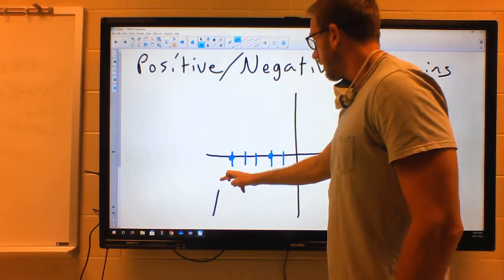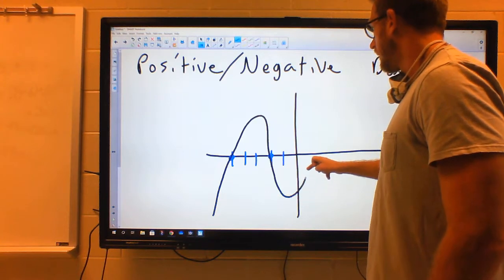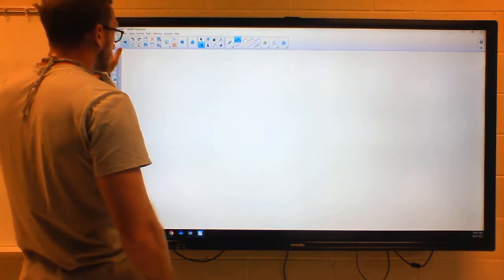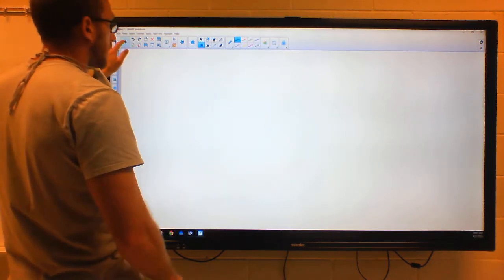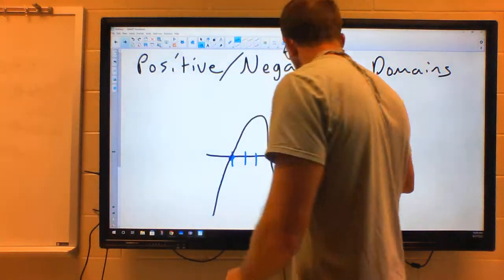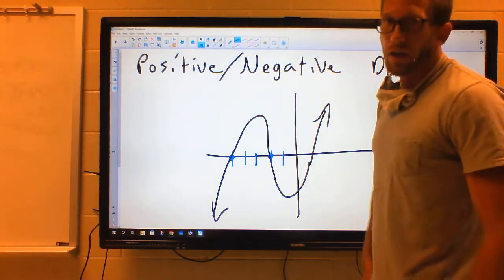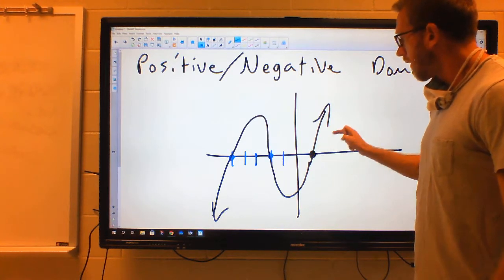So I think it started down there. Basically it went up, it went down, it came back. Ooh, you know what? I think I might have missed an intercept. Oh no, and I can't erase it. I think there was another intercept on this right-hand side that I missed. So if you go back in the video and rewatch it, there should have been another one right there.